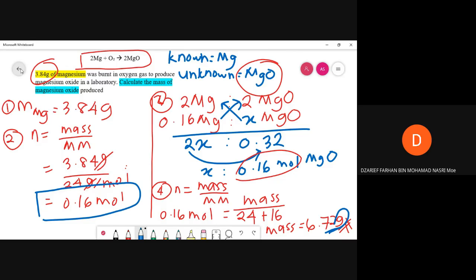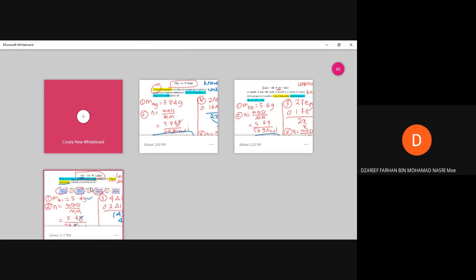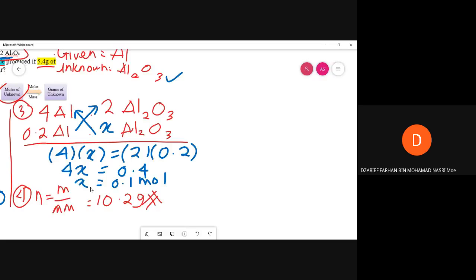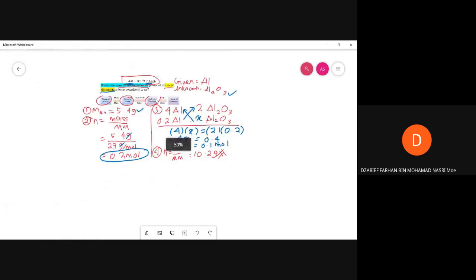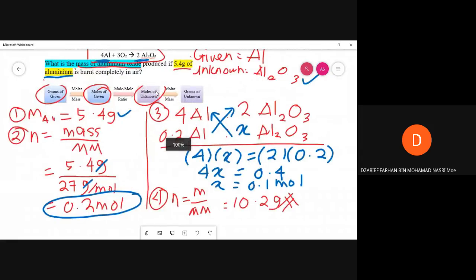So if none, remember, I will highlight again. Whenever you have a mass to mass calculation kind of question, there are 4 steps that you must include. Wait, let me show again. Okay, these are the 4 steps. And don't forget the unit. The unit is compulsory. In each part of the calculation, you have to include the unit. Okay? So, any questions? None.